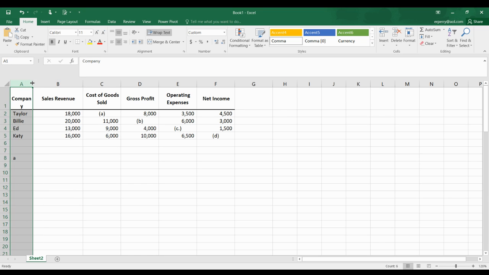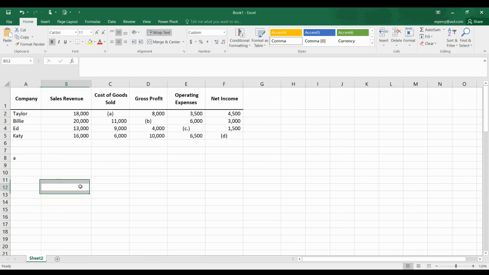All right, so in our Chapter 6 handout, problem number 3, we're given some information and we need to solve for the variables. So we need to think back to our multi-step income statement and determine how we can solve for each of these variables. So in my first company, Taylor, I'm given my sales revenue and my gross profit, and I've got to figure out my cost of goods sold.